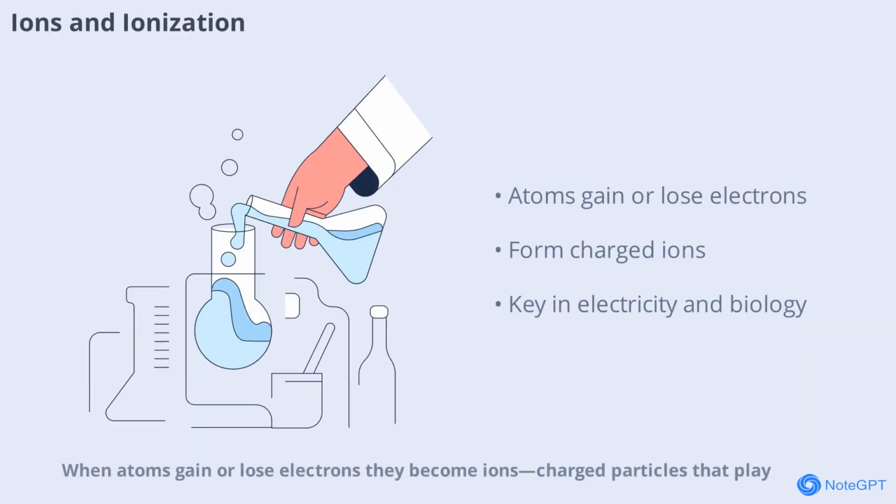When atoms gain or lose electrons, they become ions, charged particles that play a crucial role in chemistry and biology. Ionization is the process by which an atom becomes an ion, either by losing electrons to become positively charged cations or gaining electrons to become negatively charged anions. Ions are essential in processes like electricity conduction and nerve signaling.